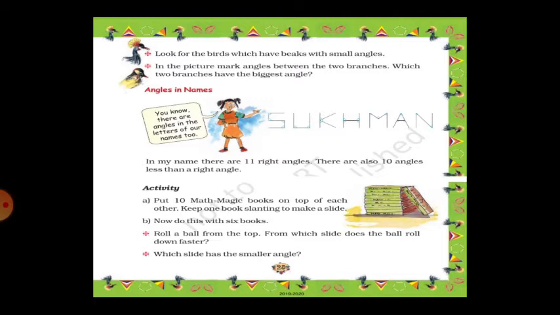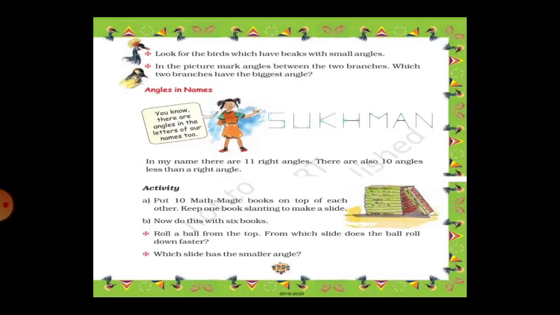Activity: you put 10 books, maths, magic books on top of each other. Keep one book slanting to make a slide. Now do this with 6 books. Roll a ball from the top. From which slide does the ball roll down faster? See, if it is a steeper slide, then the ball rolls down faster.